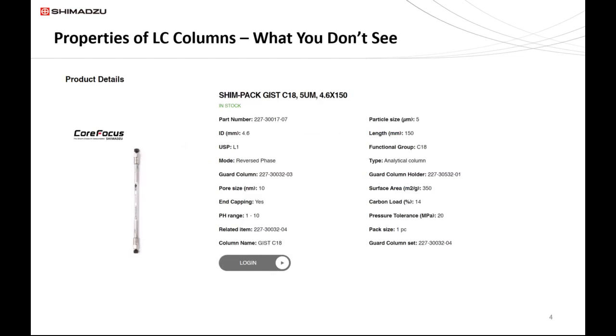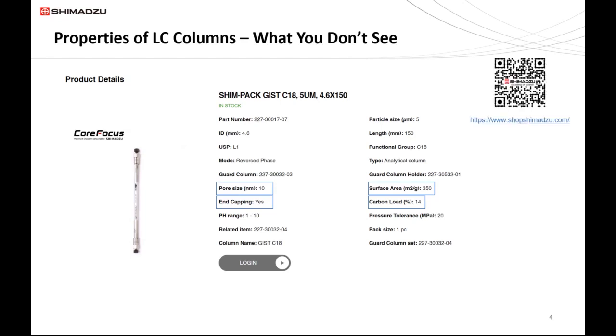Properties such as pore size, surface area, carbon loading, and end capping. In Shimadzu, you can find all this information for whichever Shimadzu column on our online web store, Shop Shimadzu, which the link you can find over here.